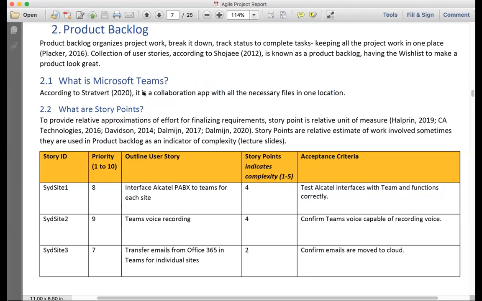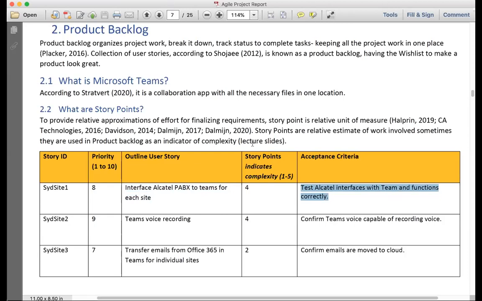But if you look here, they haven't defined any users and they haven't written the actual user story in the recommended format and the acceptance criteria. Look how it's written, interface Alcatel. They're not talking about who is the user, what they're gonna do, how they're gonna do it, why they're gonna do it. There's no information here. And there's obviously not a checklist of the acceptance criteria.